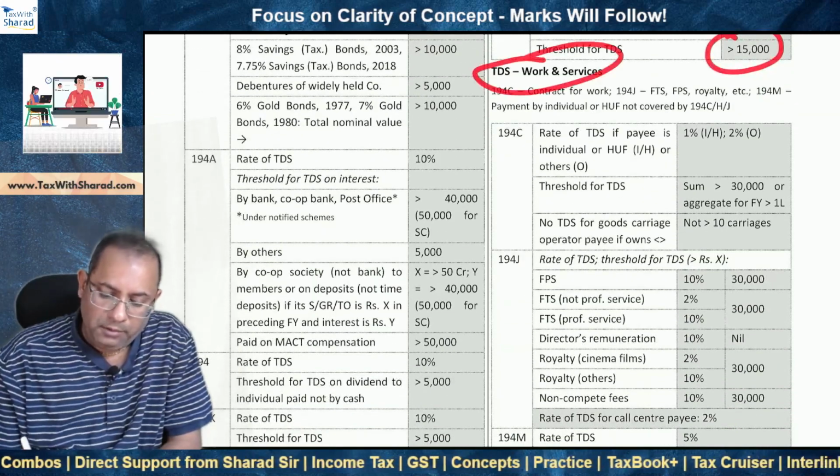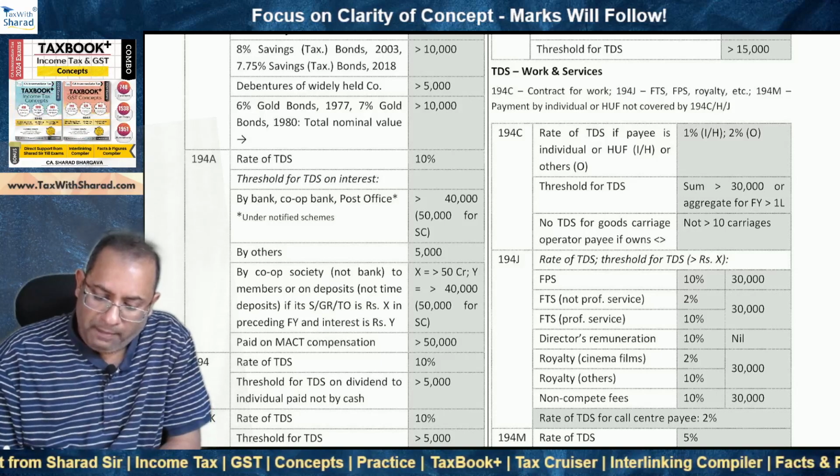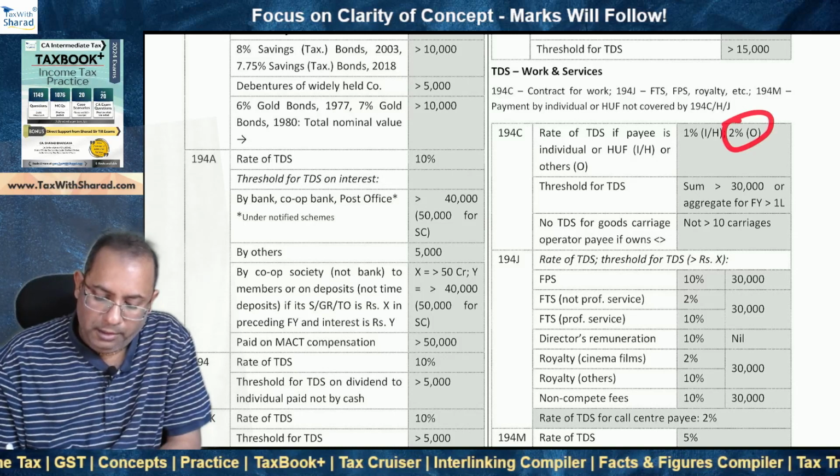TDS in case of work and services. 194C, payment to contractors for work. Rate of TDS is 1% if payee is individual or HUF, and it is 2% in case of others.